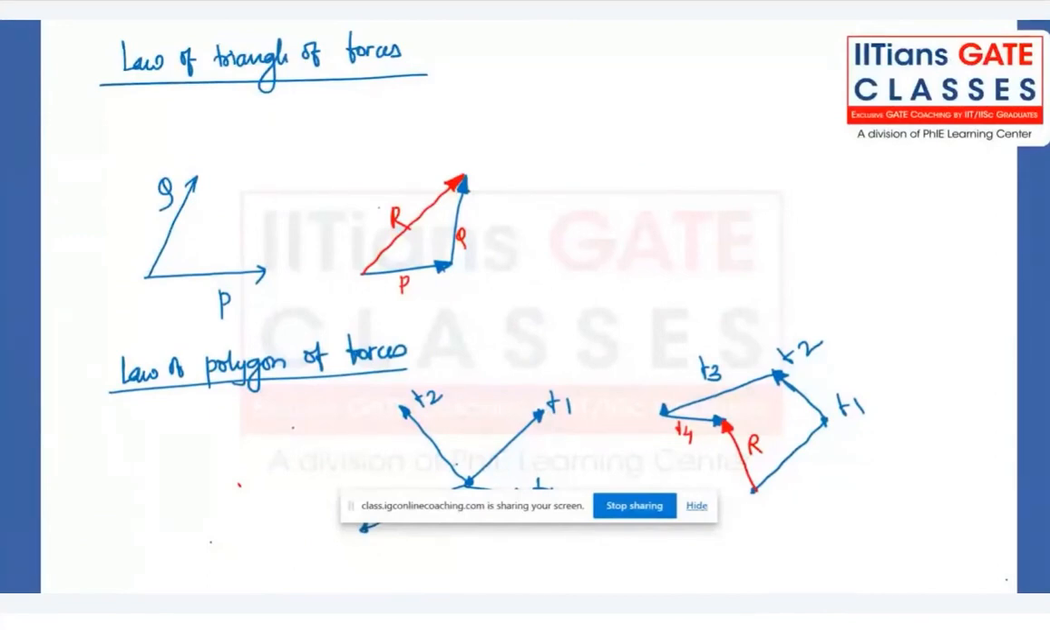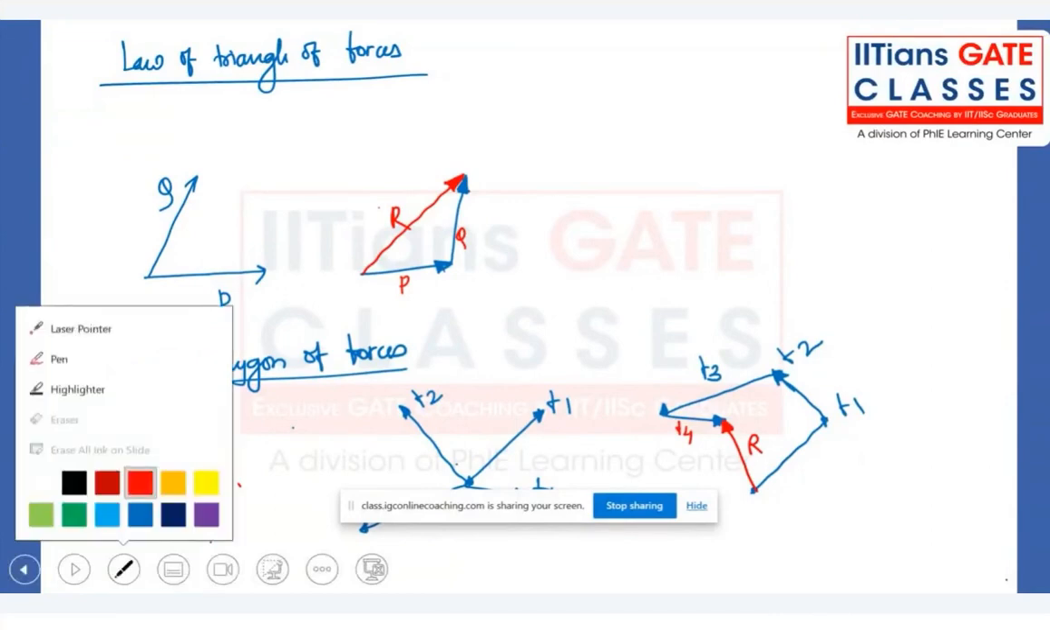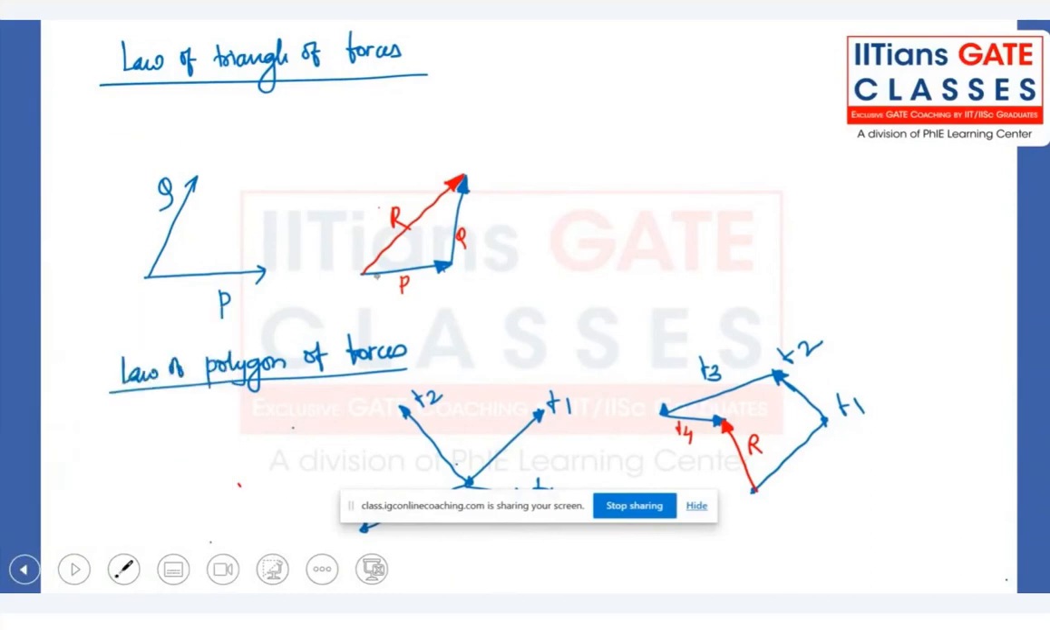So the law of triangle of forces states that if two forces P and Q are represented in magnitude and direction by two sides of a triangle, P is here and Q is here, they are basically acting on a body at a particular point O. But if you represent them in magnitude and direction by two sides of a triangle, then the resultant will be the closing side, but in the opposite direction or opposite order, you can say. Here P is in this direction, Q is in this direction, and this is the closing side. But the resultant will be the closing side in just the opposite order. That is what you should know.